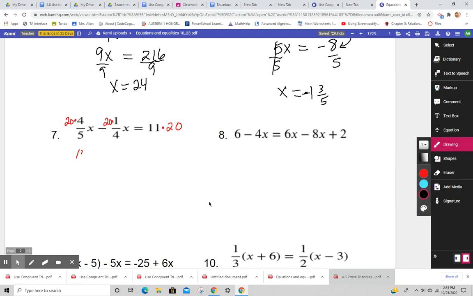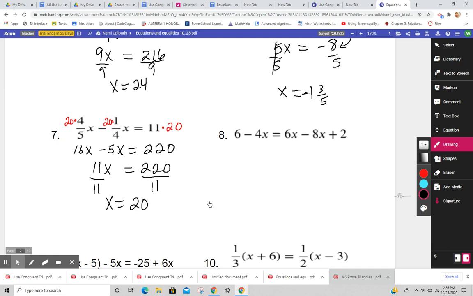That's 16x. 20 times 1 is 20. Divide that by 4, that's -5x equals 220. Well, 16x minus 5x, that's 11x, equals 220. Divide both sides by 11, x equals 20.